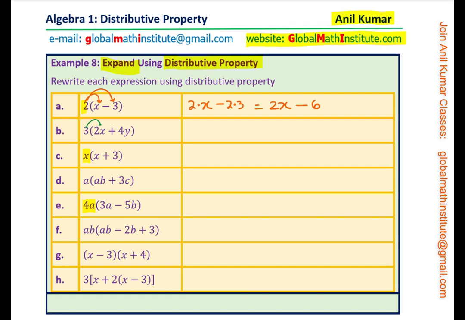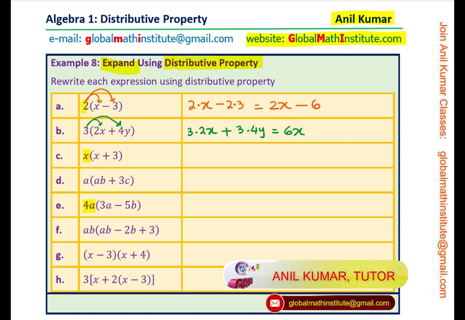The numeral 3 will now be multiplied with both 2x and 4y. So 3 times 2x, plus the same sign which is there in the center is retained, 3 times 4y. 3 times 2 is 6. That is simple, right? Numbers with numbers are getting multiplied, numerals with numerals get multiplied. And then we have plus 4 times 3, which is 12 times y. Is that clear to you? Correct? Let's take the next one.